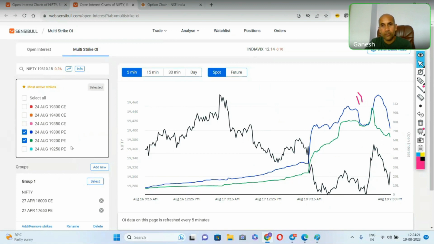9300 put, 9200 put. Of course, green is the one. Keep going. So this is what has happened over a period of time. Based on this, we understand how people's strikes are being sold. Hope this is clear now.